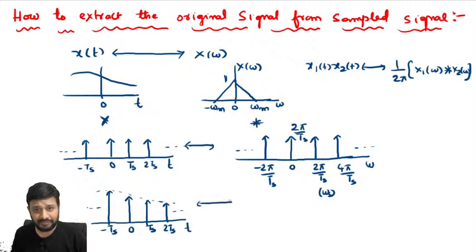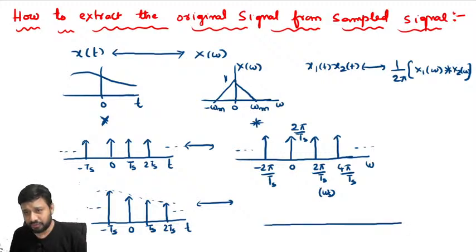And what is the equivalent effect in frequency domain? We know that if you sample the signal in time domain, what is the equivalent operation in frequency domain? Convolution will happen, no? Convolution. So the spectrum or Fourier transform of the sample signal, how will it look like?